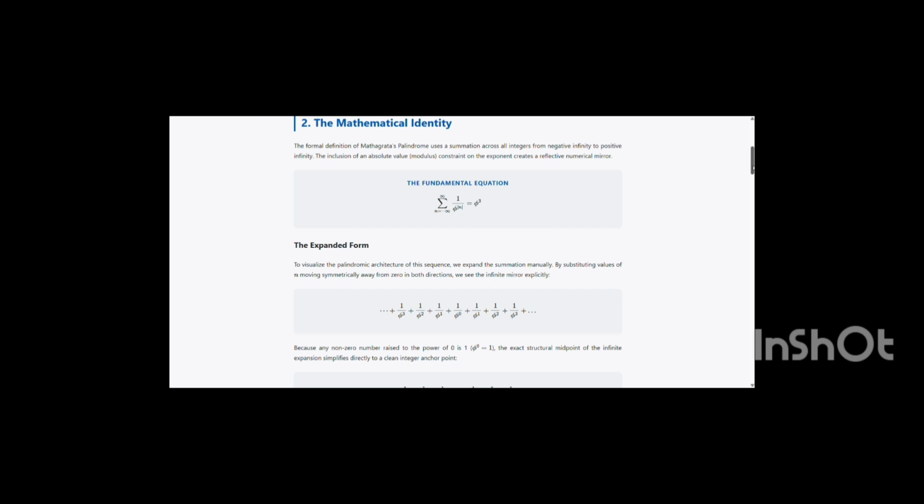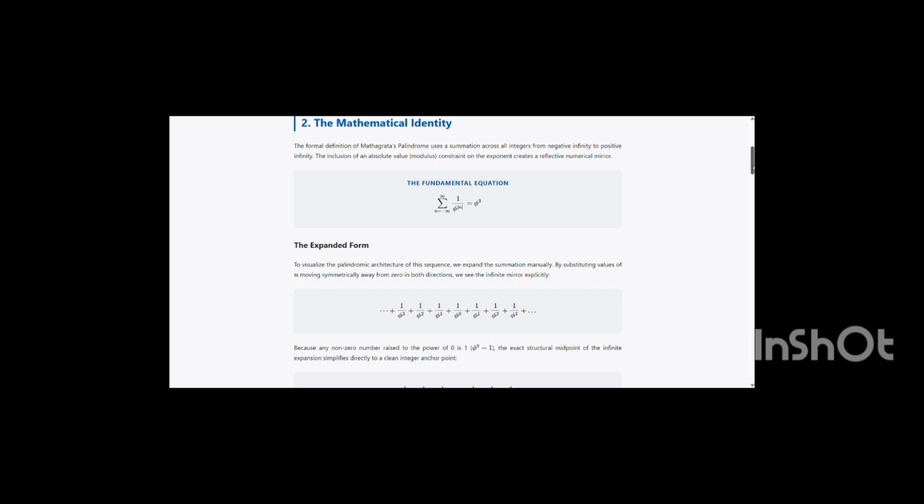When we expand 1 by phi to the power mod n, where n is a positive number, it stands for 1 by phi plus 1 by phi square plus 1 by phi cube, etc. And when we expand it with n equal to negative numbers down to minus infinity, we get 1 by phi to the power 1, 1 by phi to the power 2, 1 by phi to the power 3, till 1 by phi to the power infinity.